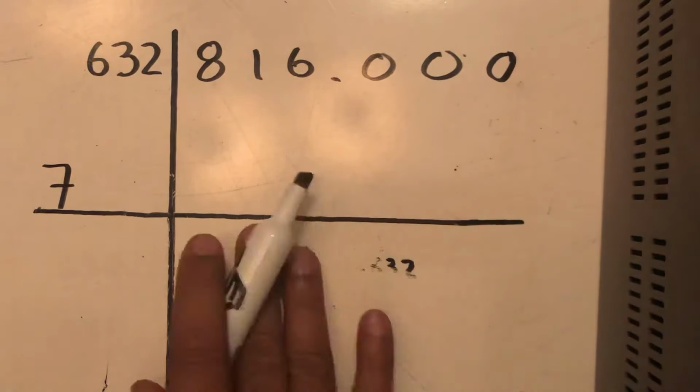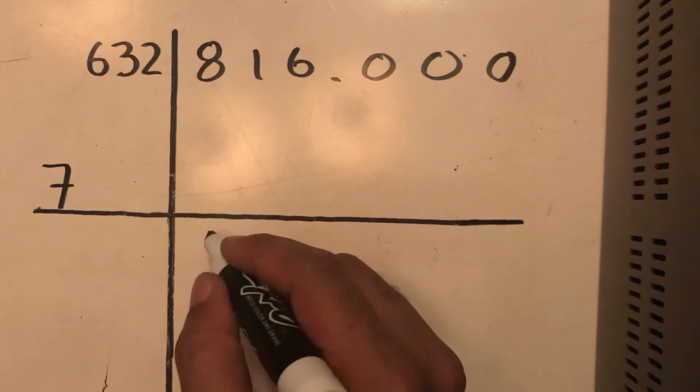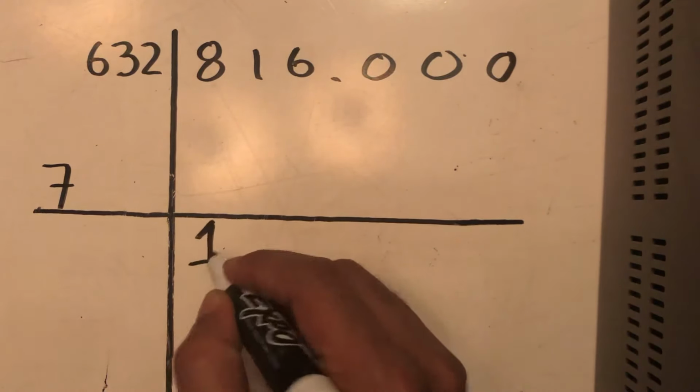Great, so we don't need this anymore. So we ask ourselves, how many times does 7 go into 8? That's going to be our first step. We're going to say once with the remainder of 1.